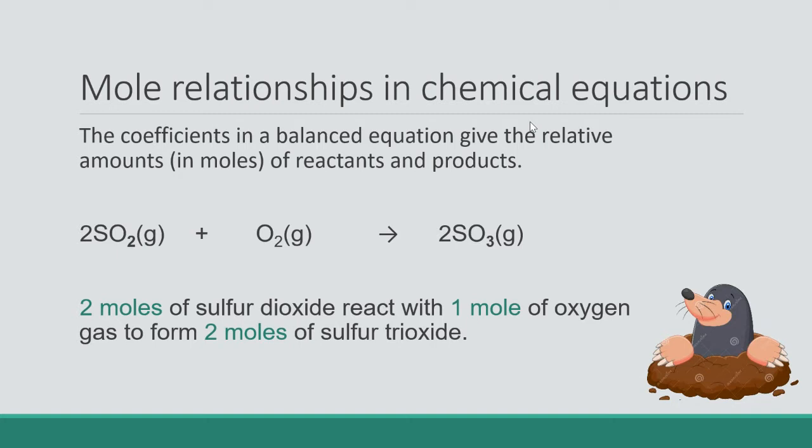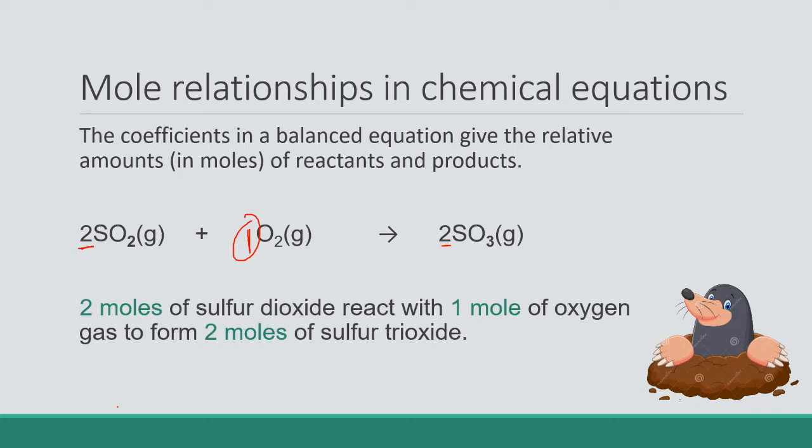So, in a balanced chemical equation, the coefficients are the numbers at the front of the different species. So this has got a number 1 implied. So these are the coefficients. These coefficients in a balanced equation give the relative amounts in moles of reactants and products.